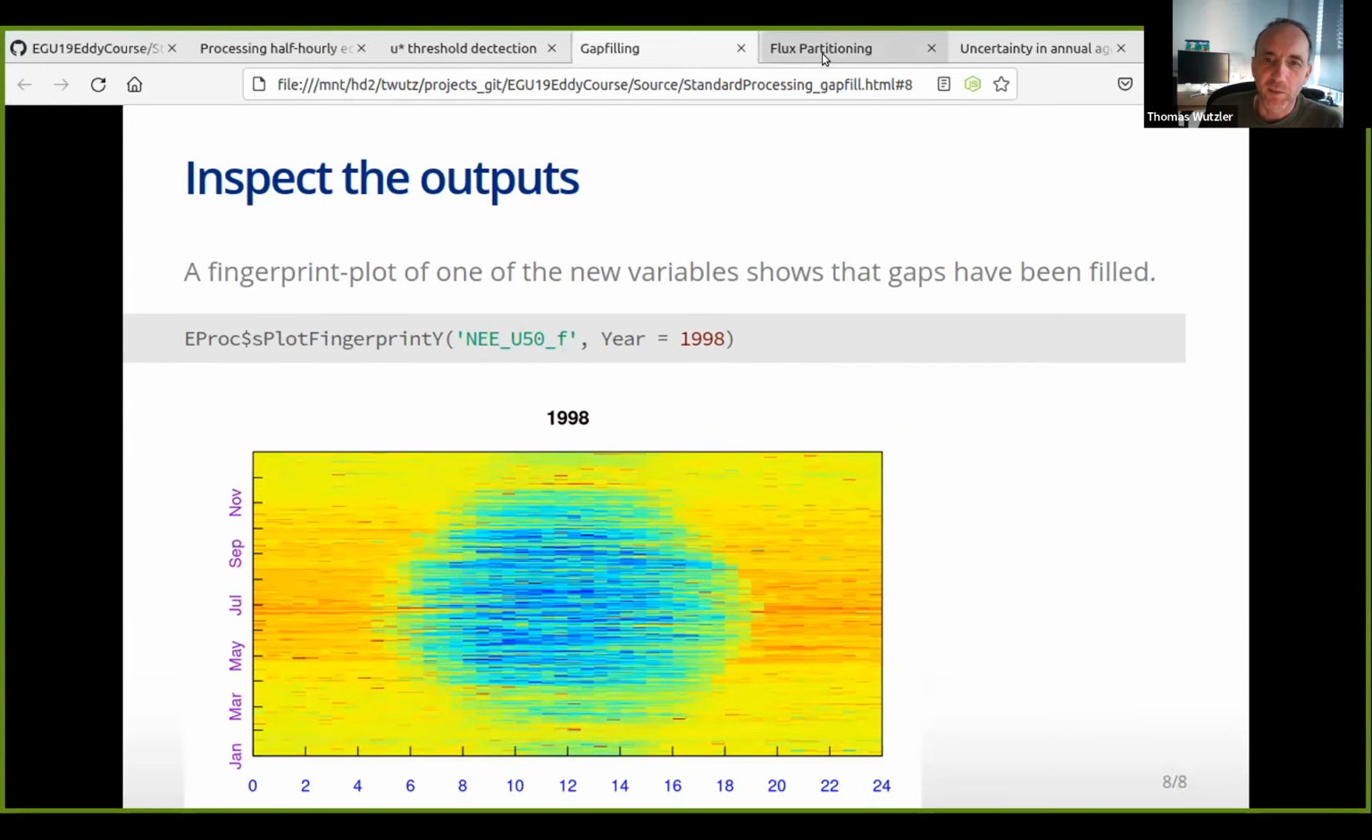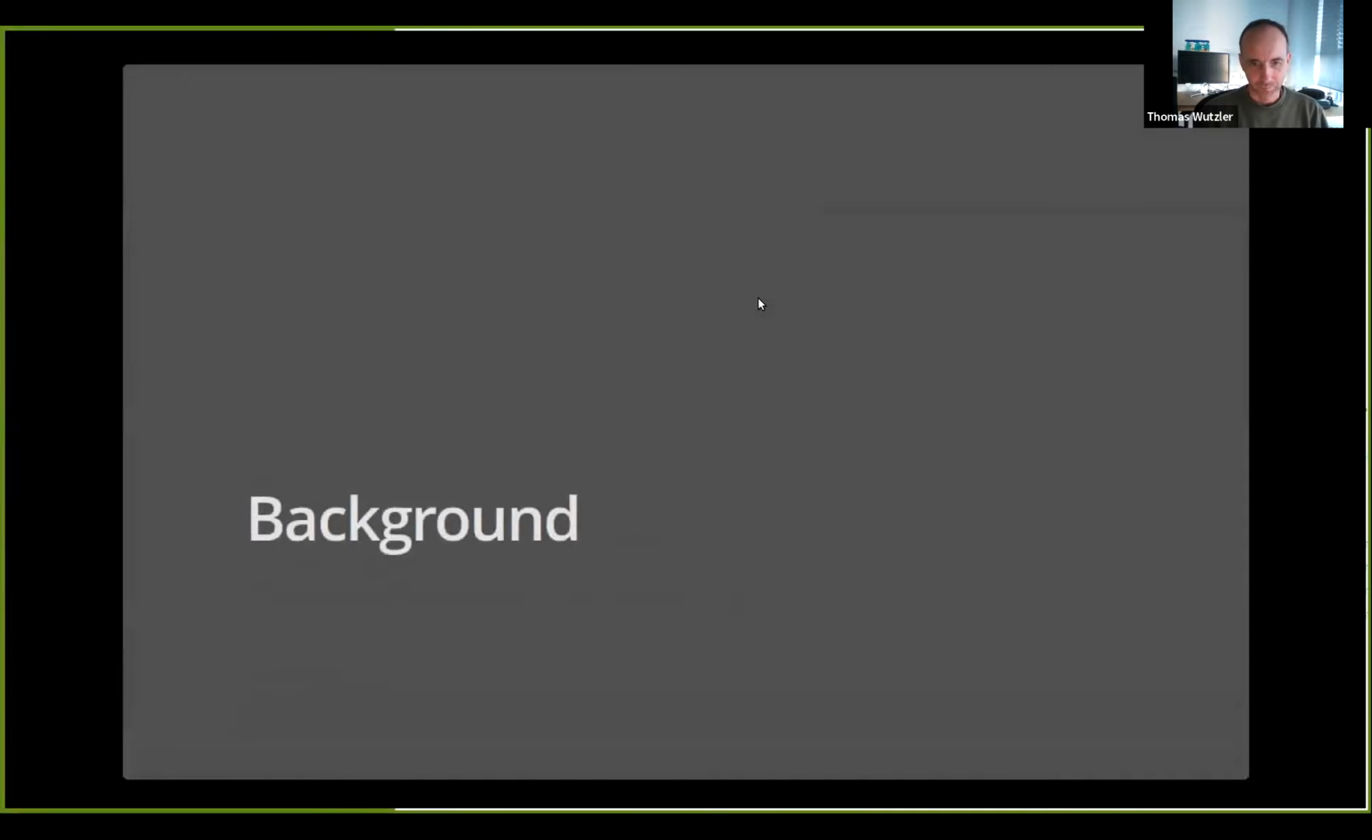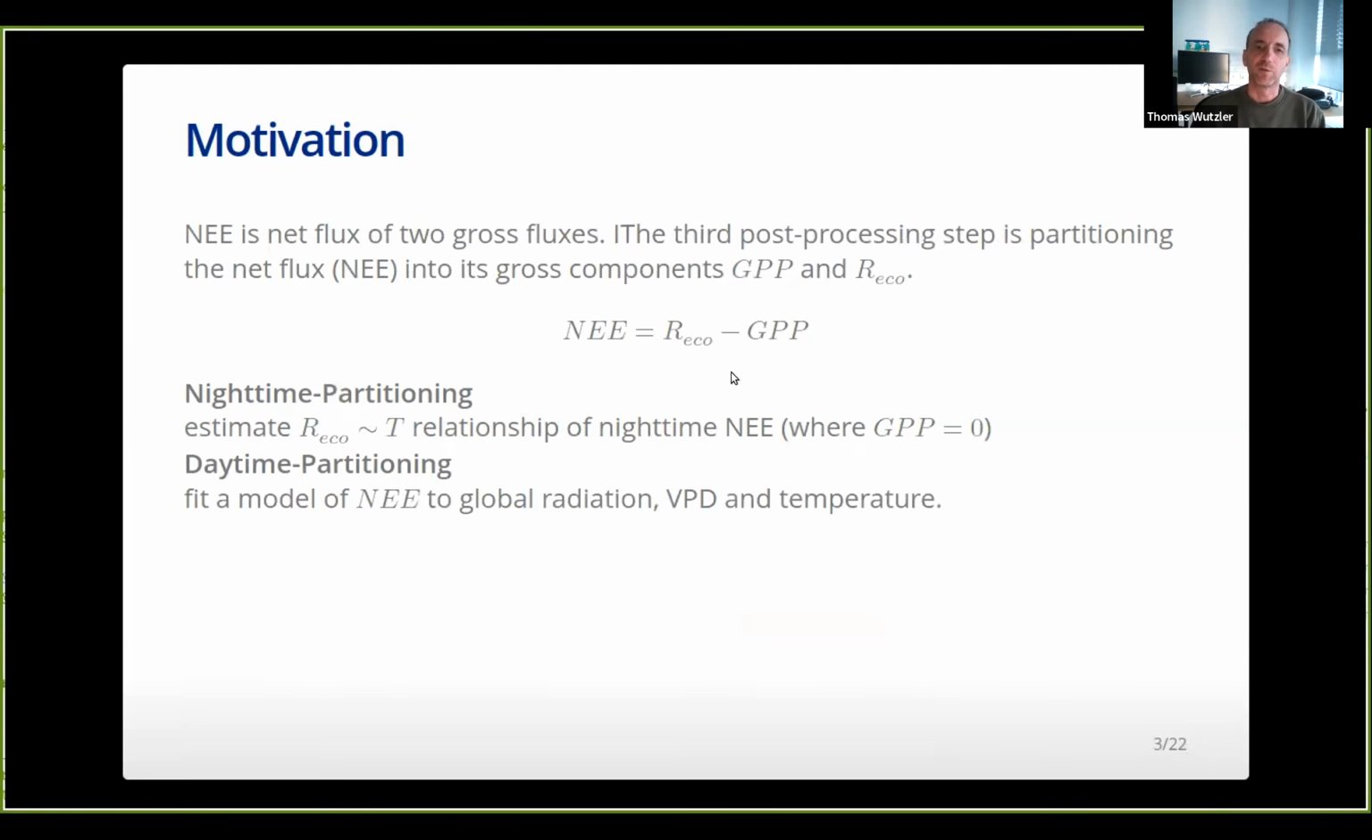So I go to flux partitioning. Now that we have at least filled fluxes or model fluxes for each half hour, we can partition this flux into the gross fluxes. So the net ecosystem exchange is the flux measured by the sensor that goes from the ecosystem to the atmosphere. So at night, it corresponds to respiration, but at day, it corresponds to the difference between respiration and the gross primary production, so the uptake by the ecosystem.